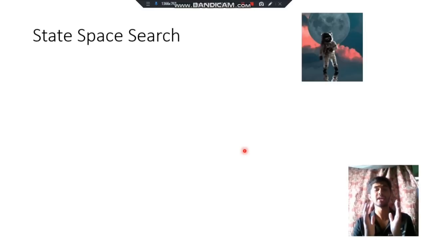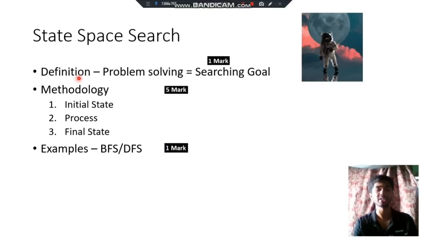That means in a space of different possibilities, you are searching for a particular state. What is its definition? It is used for problem solving, that is searching for a goal, and the methodology includes three steps: initial state, process, and final state. We have examples such as BFS and DFS, wherein we will be using the state space search. We are searching for a state which is the optimal one, right?